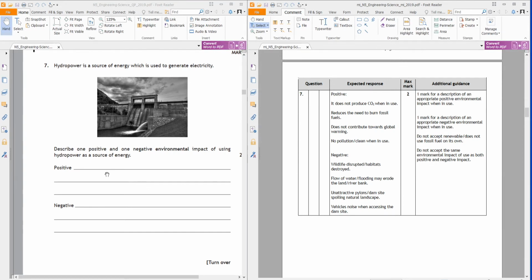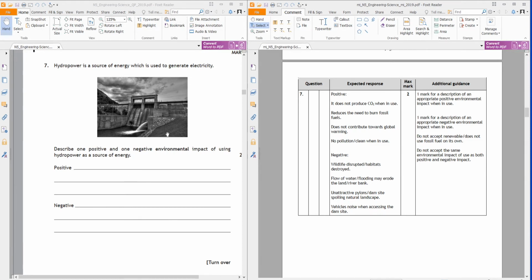Right. Positive one with hydroelectricity. In use, it doesn't produce CO2. Reduces the need to burn fossil fuels. It does not contribute towards global warming as much as a coal-fired station. Relatively clean in use.